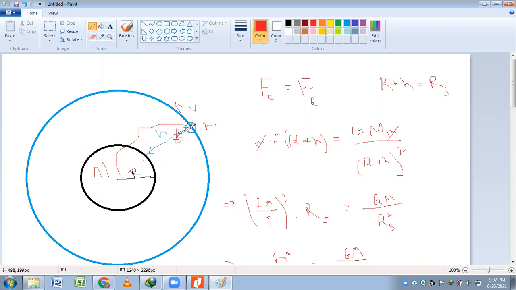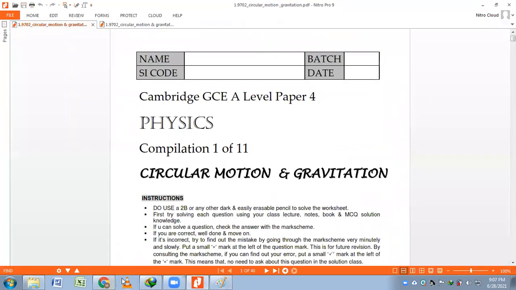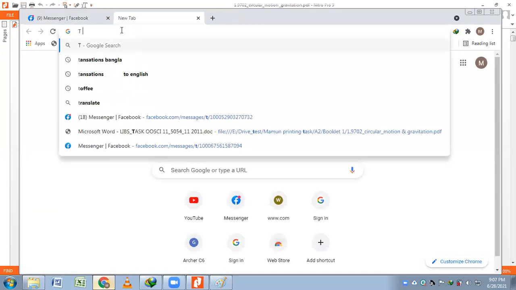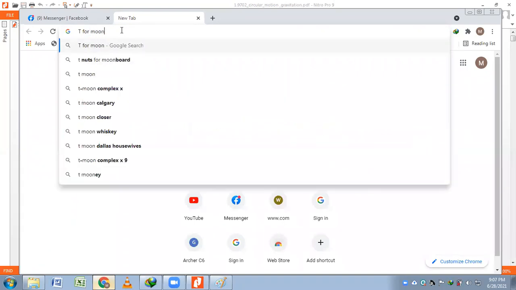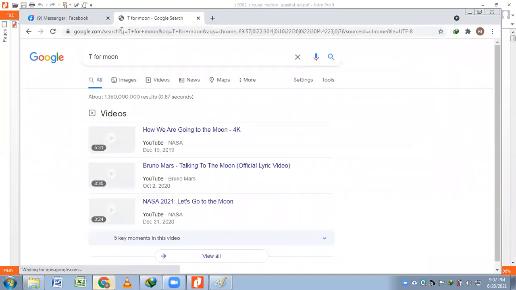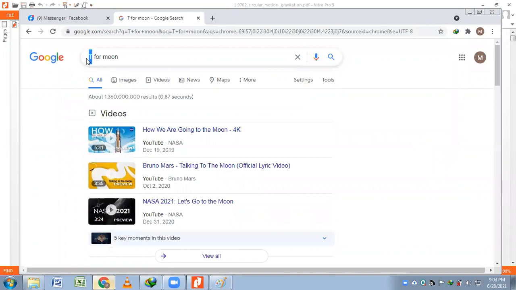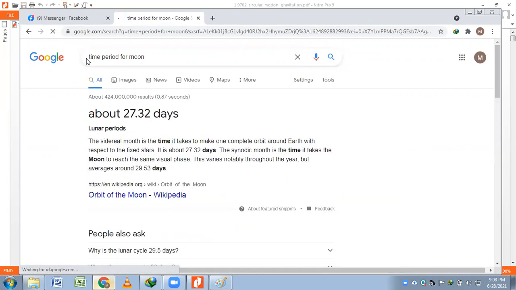24 hours or 12 hours? I forgot. Never mind, I'll look it up. Oh, sorry. The time period of the moon is about only 27.32 days.